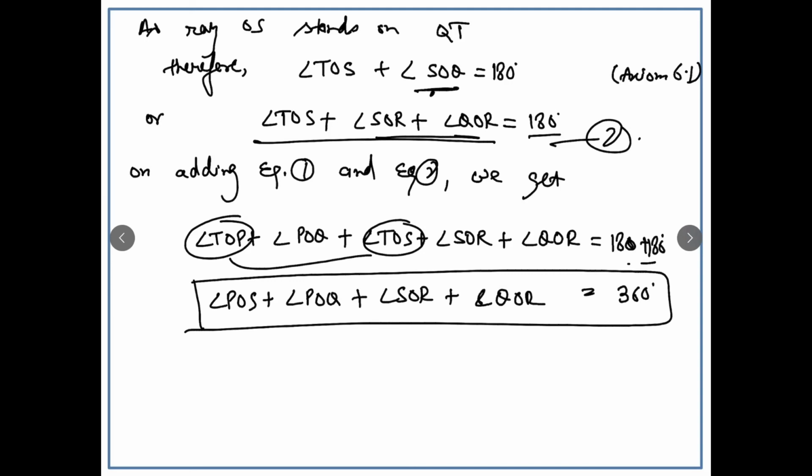So with this we have finished all three examples of chapter 6, lines and angles. Now we'll start exercise 6.1 in the next session.